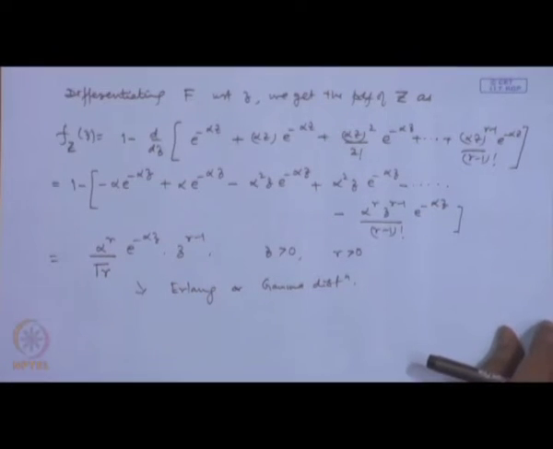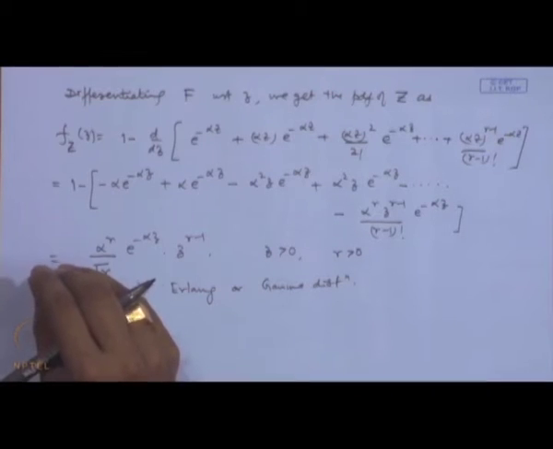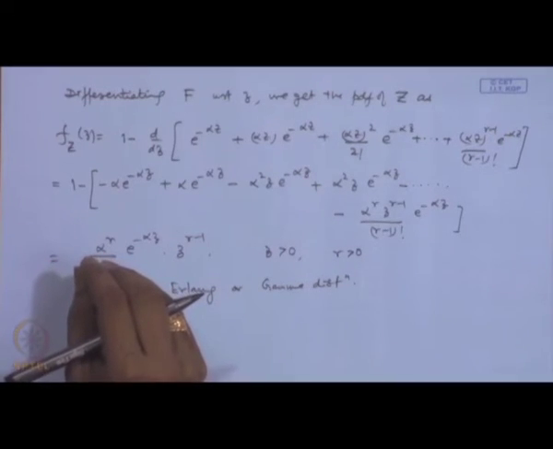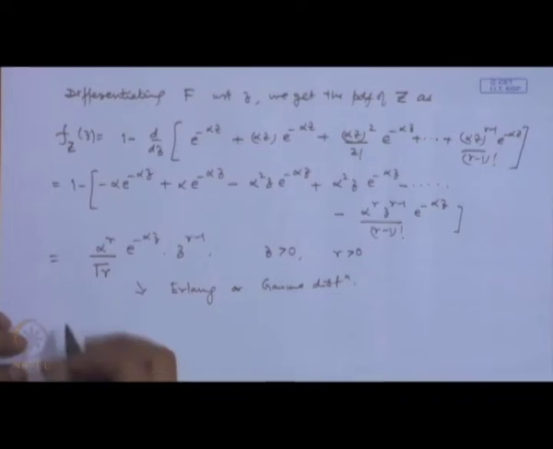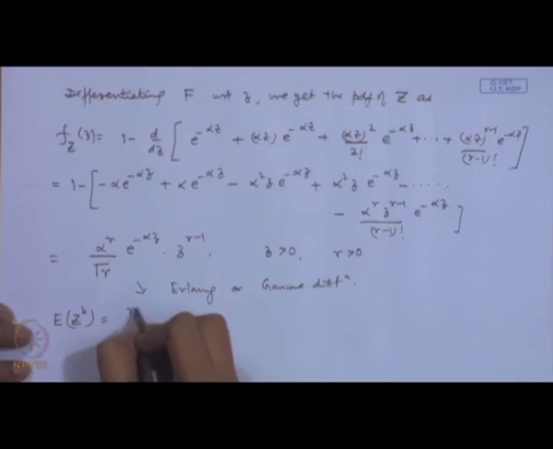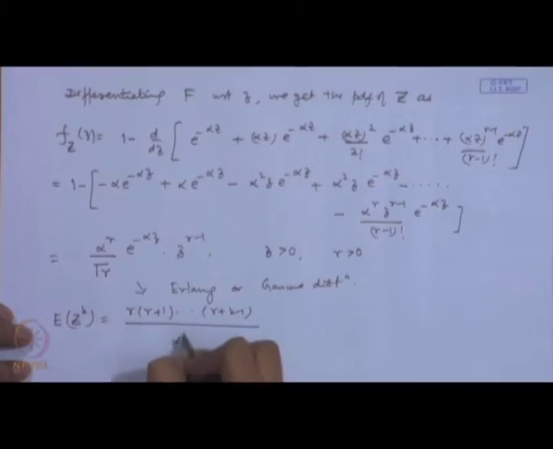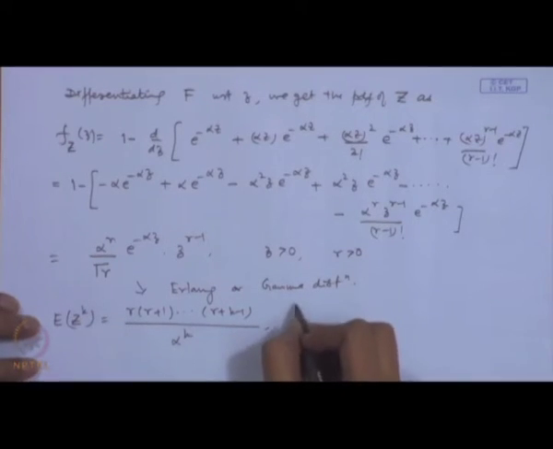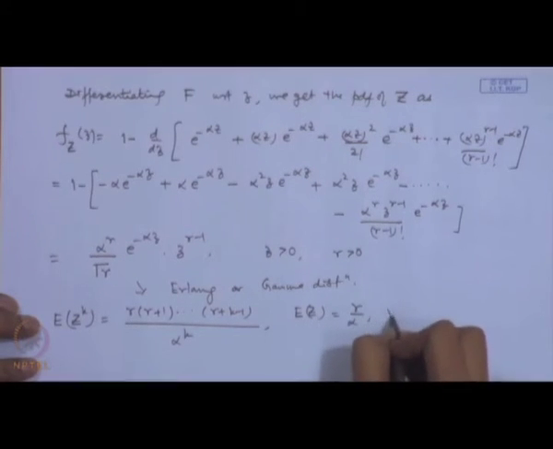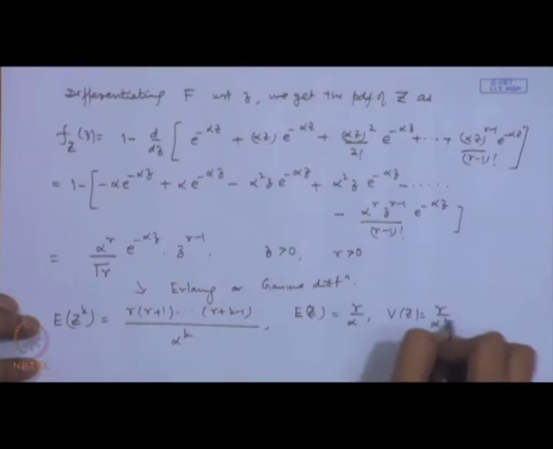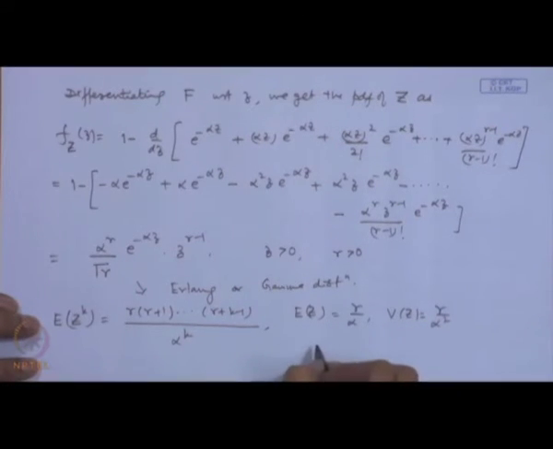Now, the moment structure of the gamma distribution is quite simple, because it will use the moments of the gamma function here. Let me give the expressions for the moment structure here. We will have expectation of z to the power k as equal to r into r plus 1 and so on up to r plus k minus 1 divided by alpha to the power k. Expectation of z then turns out to be r by alpha, variance of z will be equal to r by alpha square, and in general it is a positively skewed distribution.